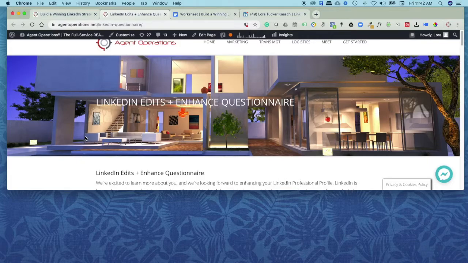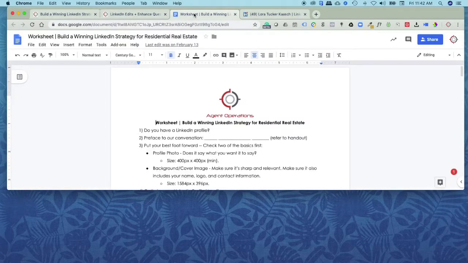It helps our clients a ton because it fleshes out some of these things that you might not be used to thinking about all the time. So it kind of clears out the cobwebs, if you will. So make sure to grab those two things, the LinkedIn Edits and Enhance questionnaire, and then the worksheet. So let's go ahead and roll on the worksheet here.